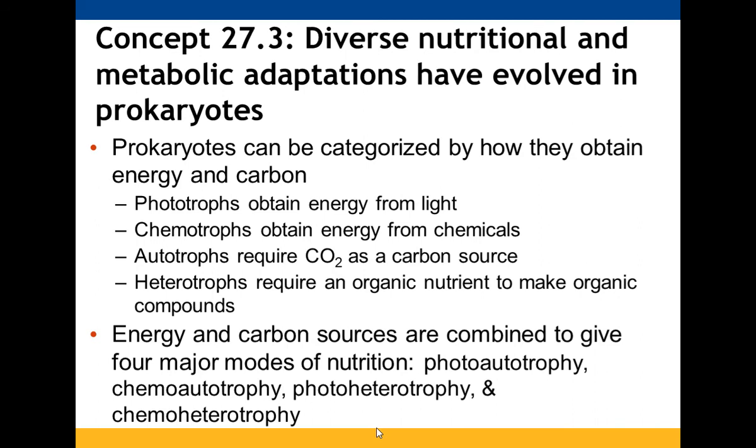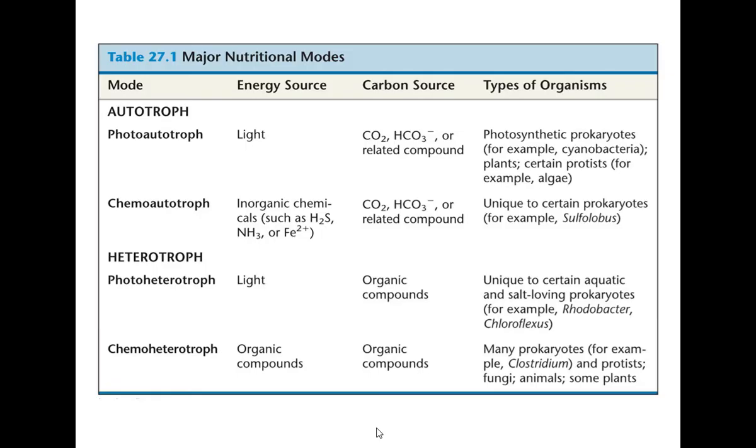They can get their carbon source through carbon dioxide if they're an autotroph, and they can get their carbon source through organic material when they're a heterotroph. And then we can combine these together to get different forms of nutrition. We can have photoautotrophs, chemoautotrophs, photoheterotrophs, and chemoheterotrophs. And then there are some examples of different species.